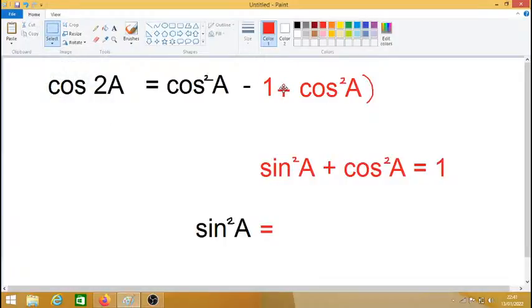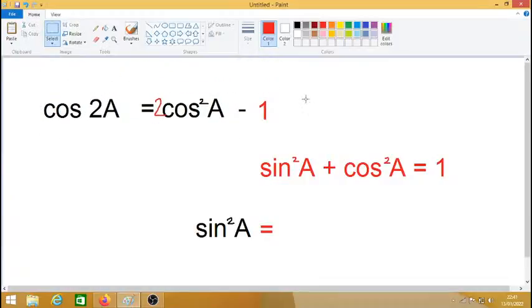And what you should notice now is that you've got cos squared a twice, cos squared a plus another cos squared a, so that makes 2 cos squared a. So let's put a 2 here and get rid of that other one at the end. So I end up with cos 2a is equal to 2 cos squared a minus 1. So that's a second version of the cos 2a formula, as well as the one we had from yesterday.